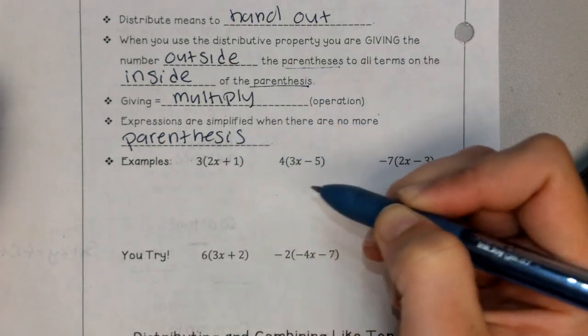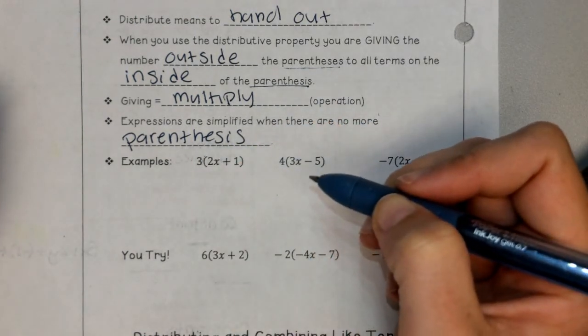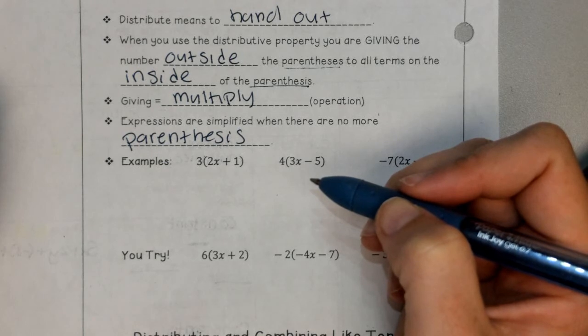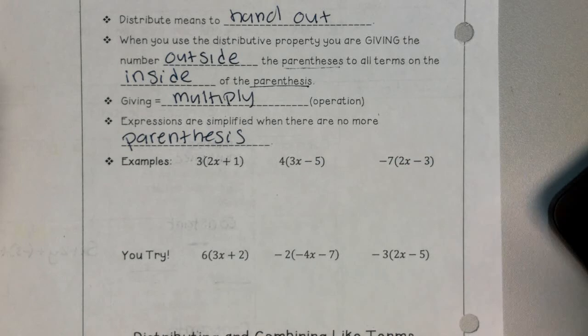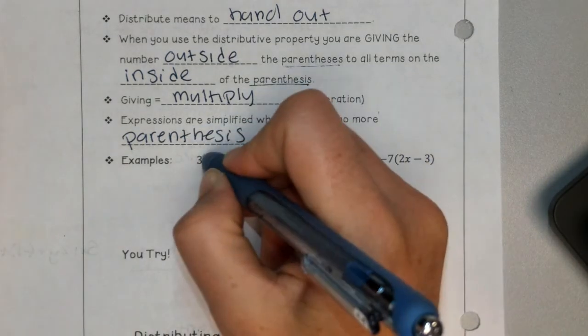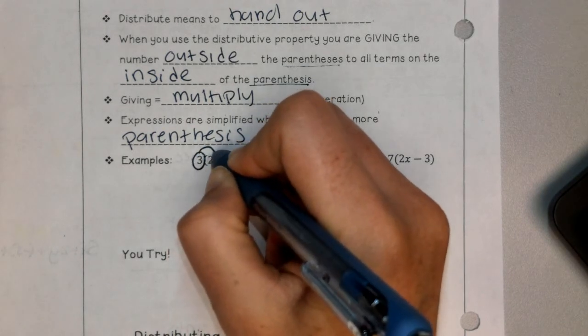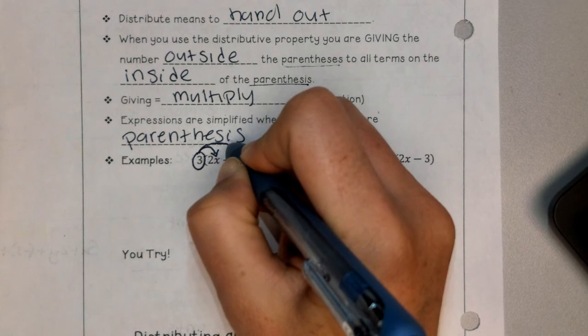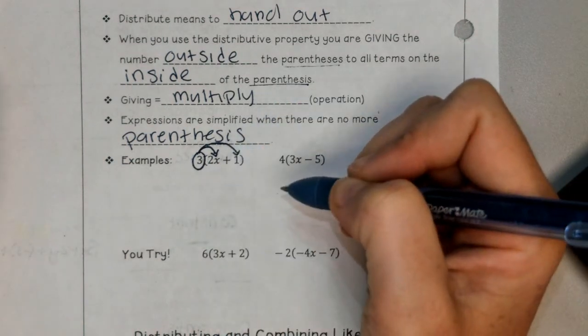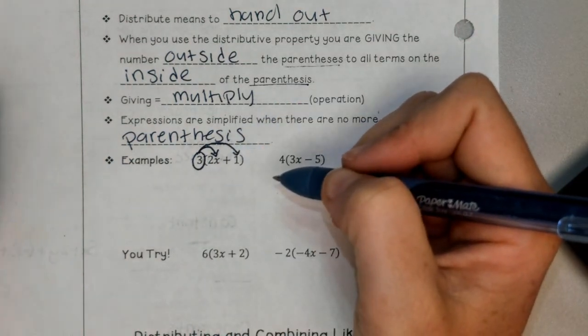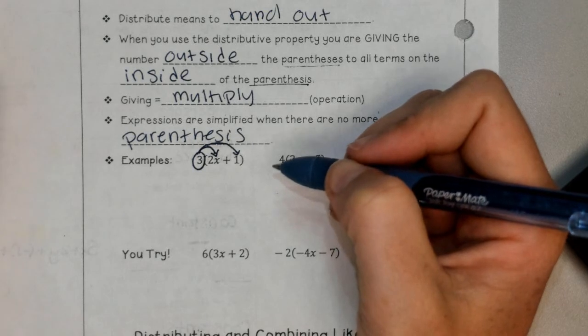For distributing and combining terms, is that a negative 3? We'll get there. Outside these parentheses, we have a 3 that needs to be distributed to every term inside the parentheses. You can think of it as like a mailman delivering mail. He needs to hit every house in the neighborhood.